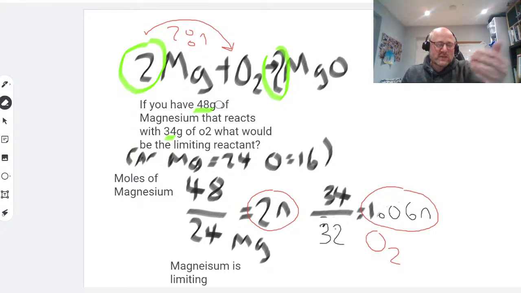And it looks at first, we go, okay, I've got 2 moles of magnesium, and I've only got 1.06 moles of oxygen. So it looks at first that I've got more magnesium than oxygen. But in terms of the reaction, I don't, because you need to have double the amount. And if I go 2 times 1.06, I need to have 2.12 moles of magnesium to use up all the oxygen. So at the end of this, there's a tiny bit of oxygen left over, basically. Right.